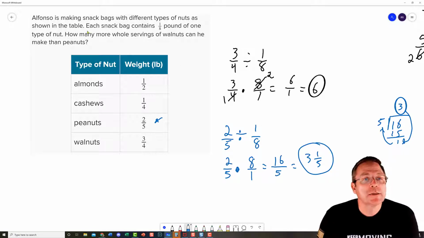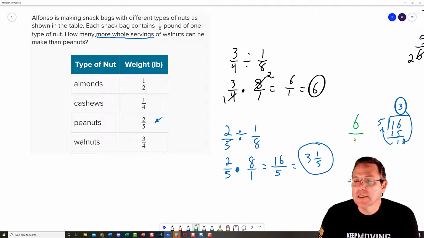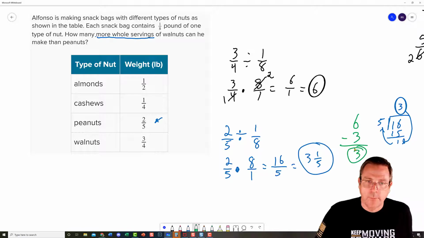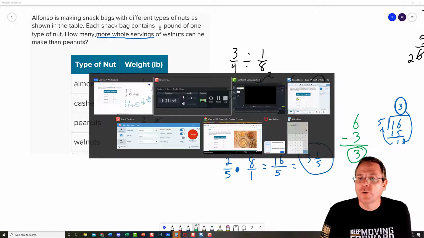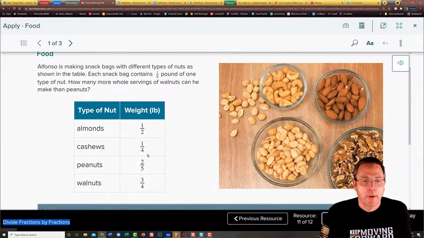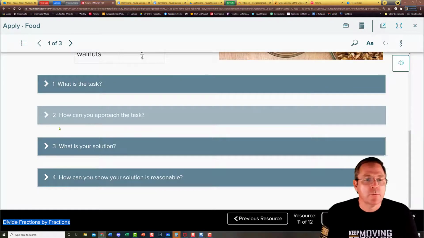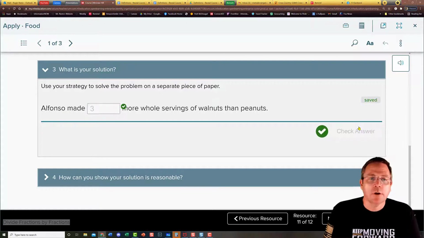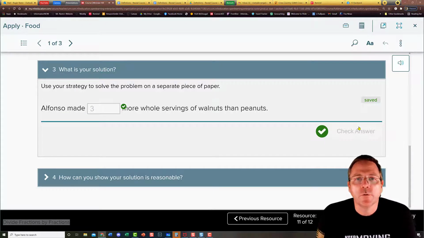Now the question asks, how many more whole servings of walnuts can he get? So he can get 3 whole servings of peanuts. He can get 6 whole servings of walnuts. So 6 minus 3 is going to give you 3 for your final answer. From here, we're going to come back over to our problem, scroll down, and let's test our answer. Plug in 3, check our answer, and we are the winners on this one.